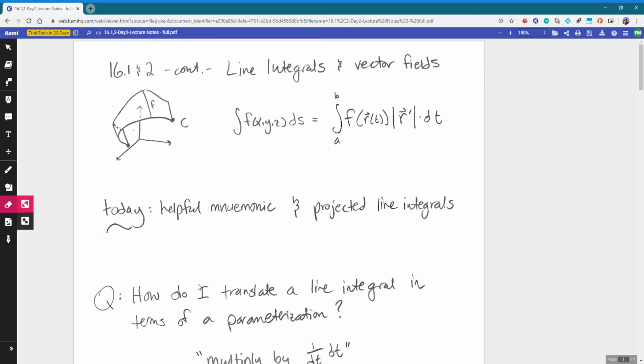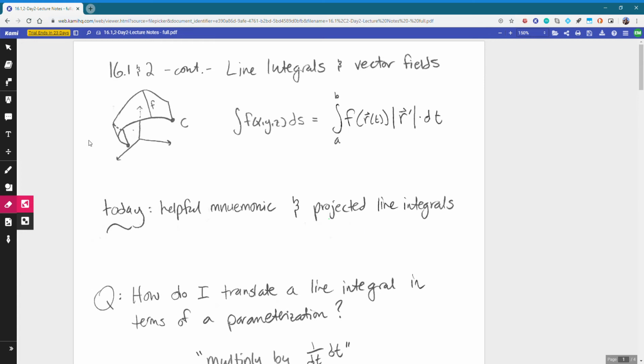Welcome back, everybody. Today we're going to be continuing to think about line integrals. We're going to introduce a helpful mnemonic, a little catchphrase that we can use to help show us how to translate a line integral once we've parameterized it. And second, we're going to look at another flavor of line integrals, a little bit different in what they're computing from the kind of standard line integrals that we introduced last time.